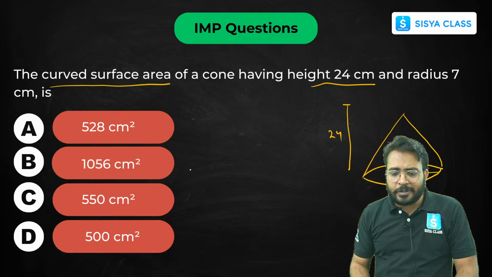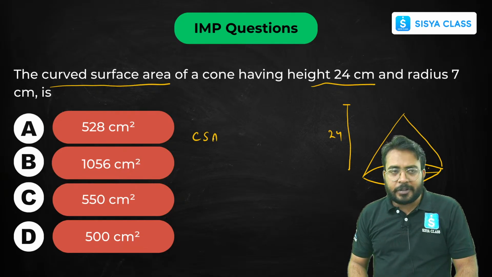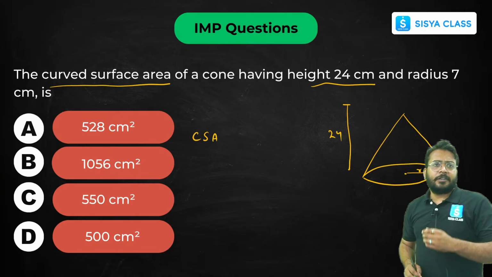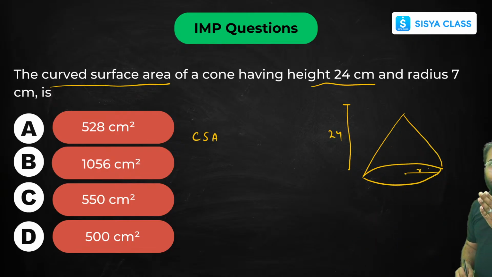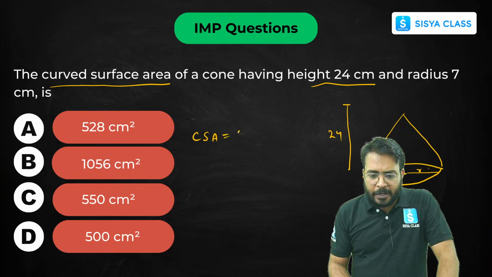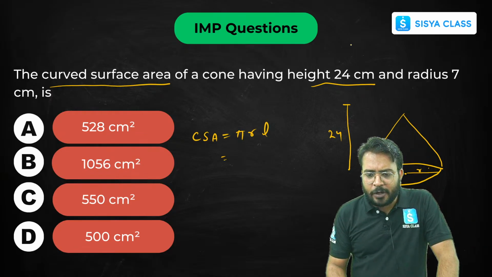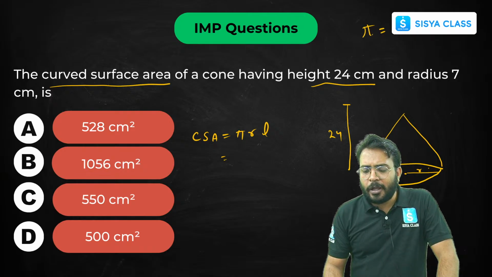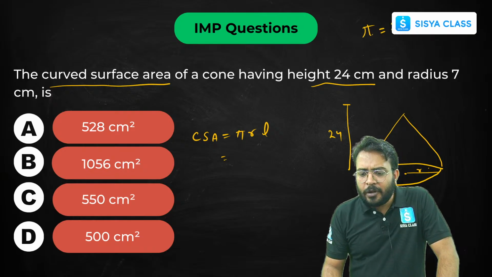And what is the curved surface area of a cone, beta? It is pi into r into L. Right? Pi into r into L. But sir, here we don't know the pi value. You all know the pi value. Approximately we used to take it as 3.14.